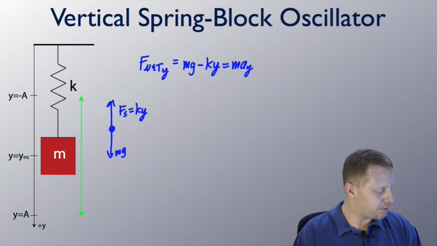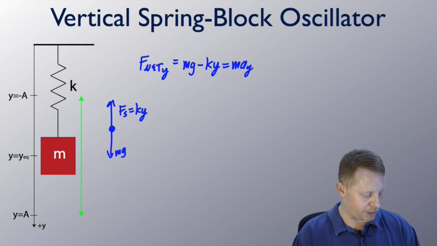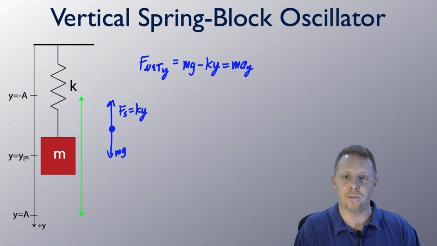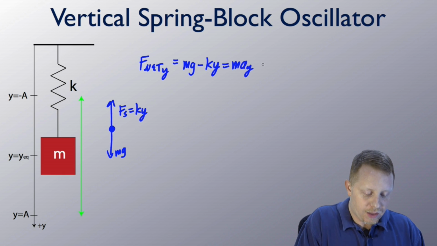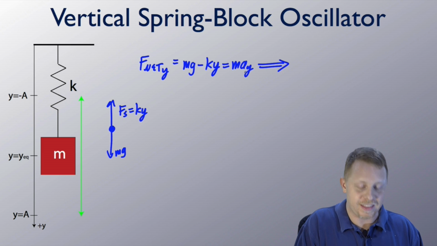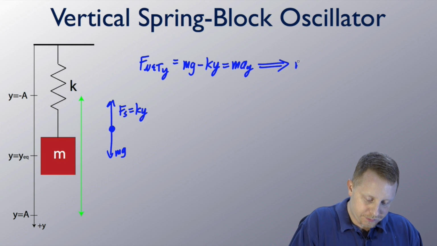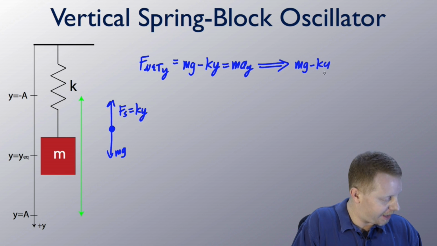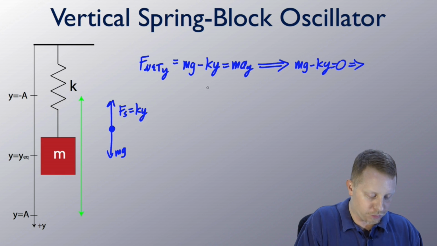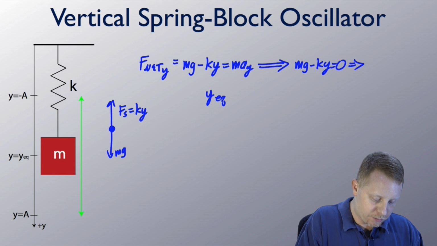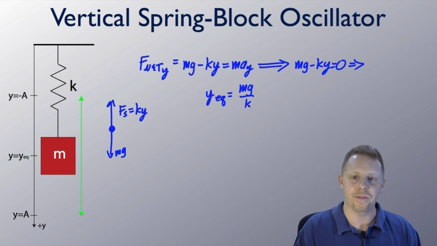So what we can do now is, recognizing it's at equilibrium when it's at this y equals y equilibrium point, when it's settled out, at that specific point the acceleration is 0. It's just sitting there. So mg minus ky equals 0. Therefore, at equilibrium, solving for y at that equilibrium position, y equilibrium is equal to just mg over k.